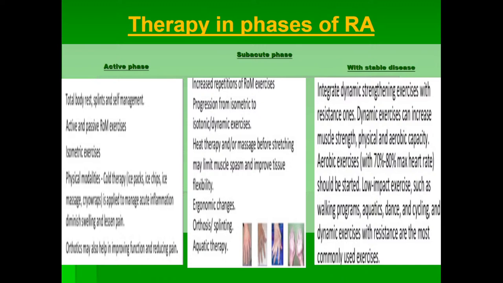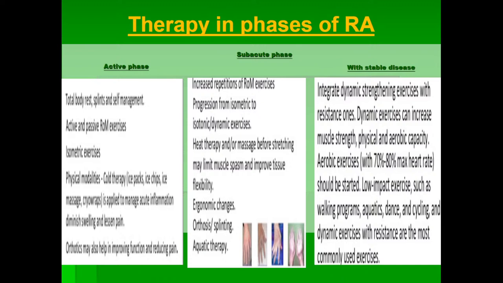Isometric exercise. To use physical modalities in this period, cold therapy, ice packs, ice chips, ice massage, cryotherapy is applied to manage acute inflammation, diminish swelling, and lessen pain. Orthotics may also help in improving function and reducing pain.